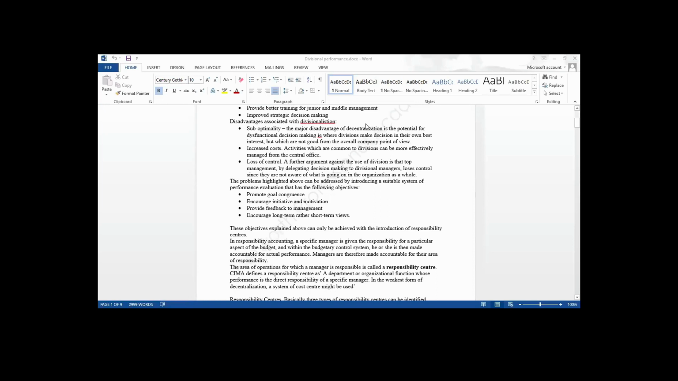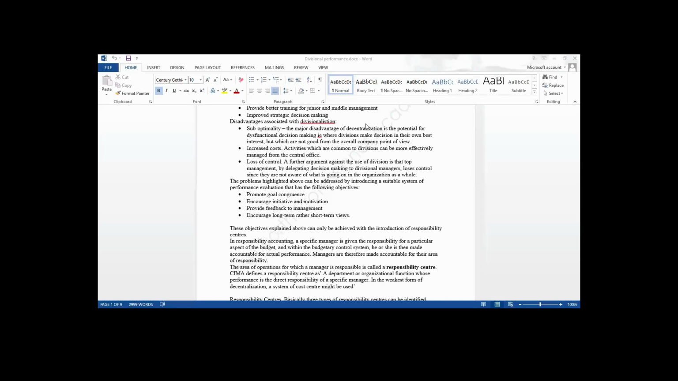Point number 3, loss of control. Where a company runs on divisional structure, the corporate head office may not have firm control. It's like having your branch in Kano and you are in head office. You cannot see what they are doing there. You are only relying on the information they are giving you in head office in Lagos. The corporate head office may lose control.